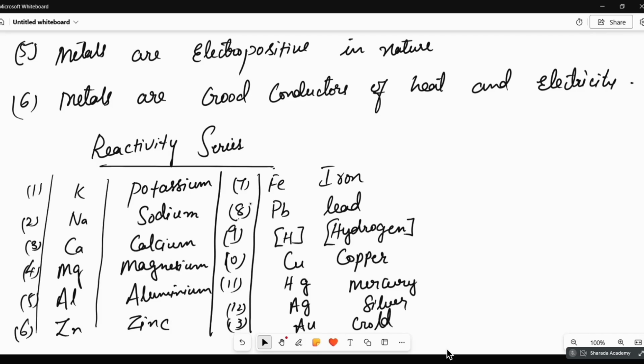And gold, the least reactive, does not react with oxygen, moisture, even steam. That is why it is more valuable in nature.